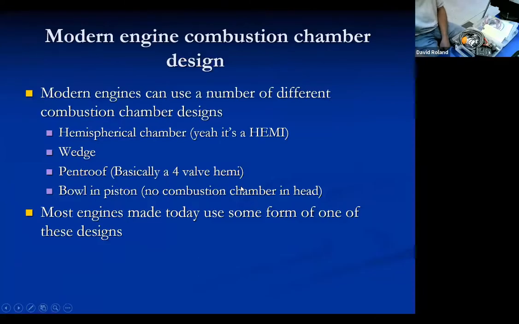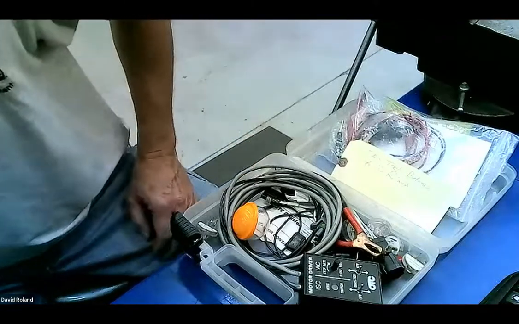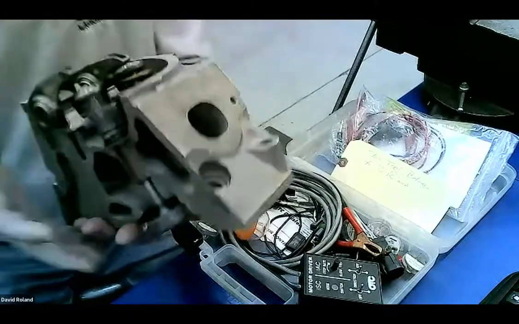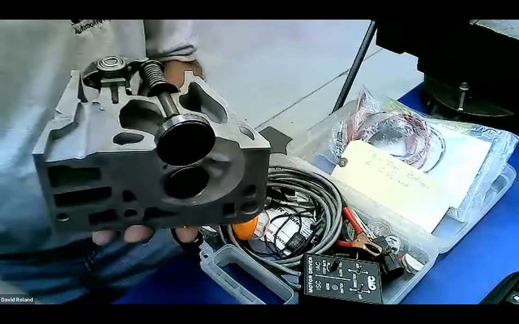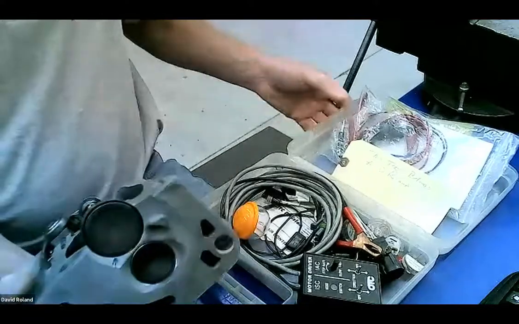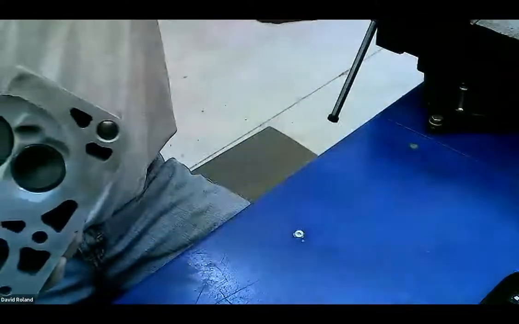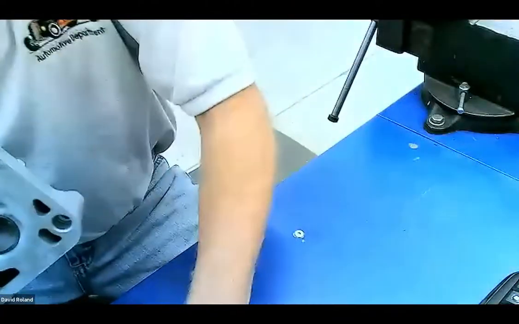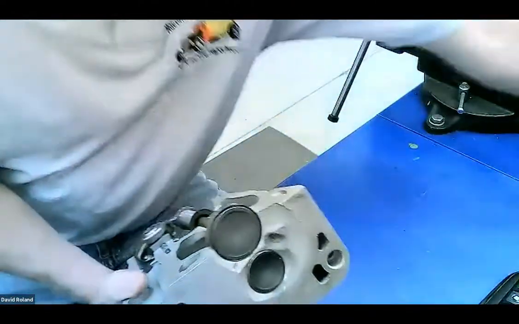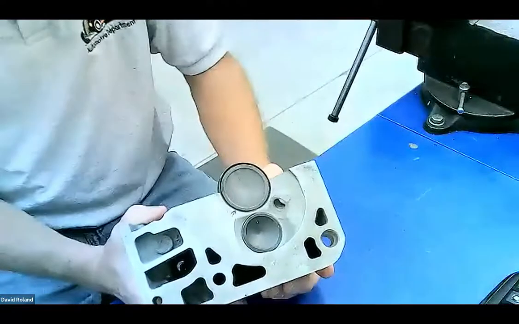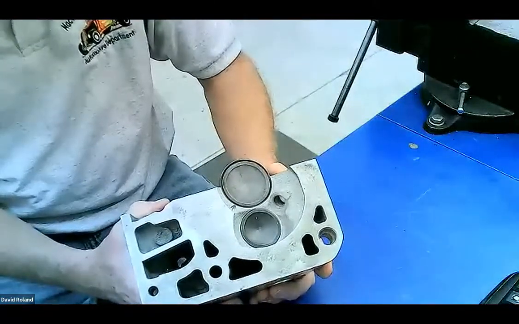Okay, modern combustion chamber design. I'm going to stop sharing and we're going to look at a cylinder head. Okay, I've taken a cylinder head and I took it to the bandsaw. I took a cylinder head and we're going to look at the valves that open and close and let the air in and out of the cylinders.